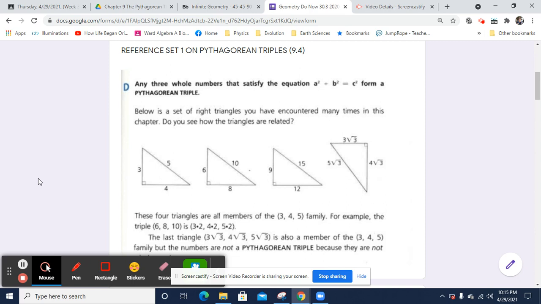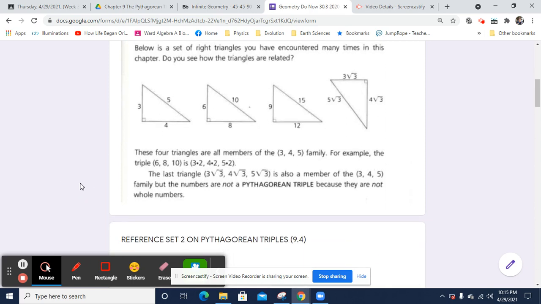You might have heard of something called Pythagorean triples. Pythagorean triples are neat and tidy right triangles with neat and tidy sides where, if you have three whole numbers that satisfy a squared plus b squared equals c squared, then you have a Pythagorean triple. They come with families that are scaled up or scaled down. Not all members of the family are Pythagorean triples, but if you scale up and down, it's a similar triangle, and so they will work for the Pythagorean theorem.